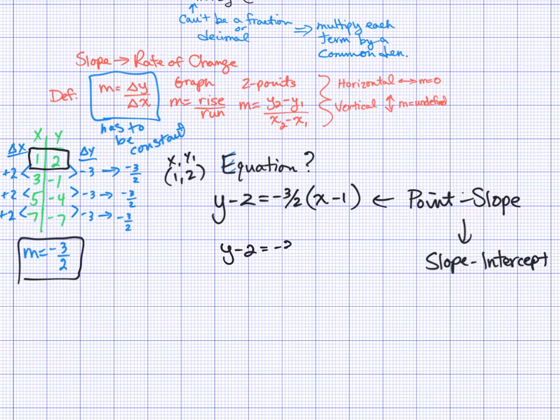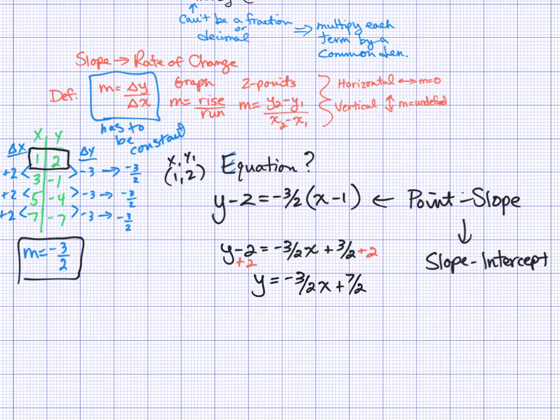first we'll do a little distribution. So negative 3/2 times x is negative 3/2 x, and negative 3/2 times negative 1 is positive 3/2. And then we just need to isolate that y. So what I'm going to do is go ahead and add 2 to both sides. And I get y equals negative 3/2 x plus 2 plus 3/2, which is 7/2.